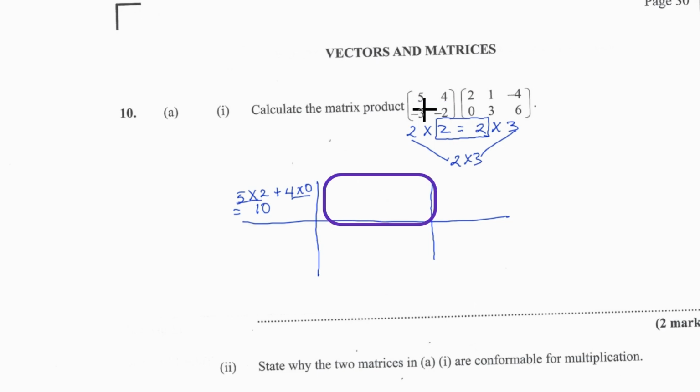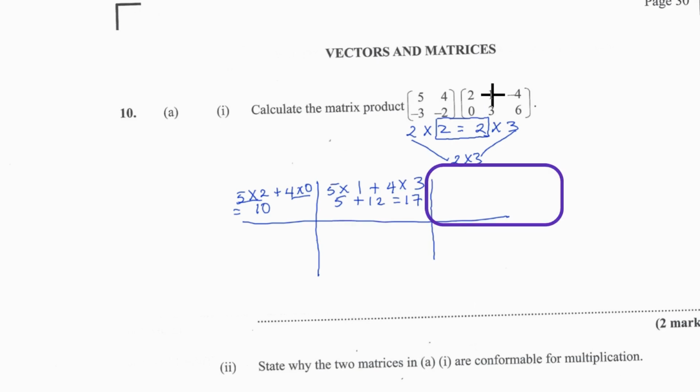Now we're going to do the same thing for the top row on the left matrix and the middle column on the right matrix. When I do that, I get 5 by 1, the first number in the row by the first number in the column, and I'm adding that to the second number in the row, which is 4, by the second number in the column. That is 4 multiplied by 3, and that gives me 5 plus 12. So my final answer for this particular element is 17.